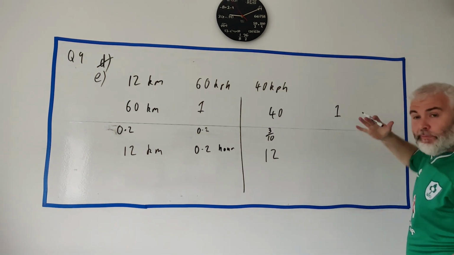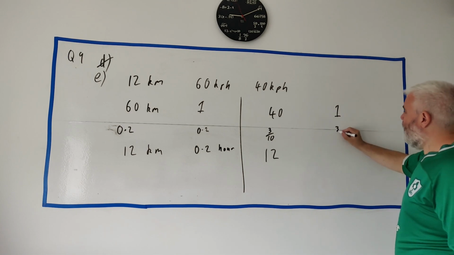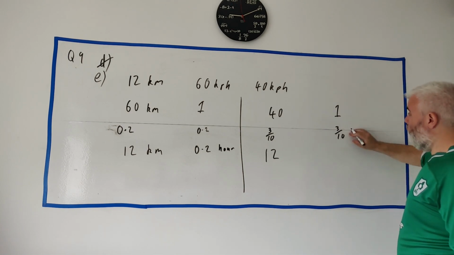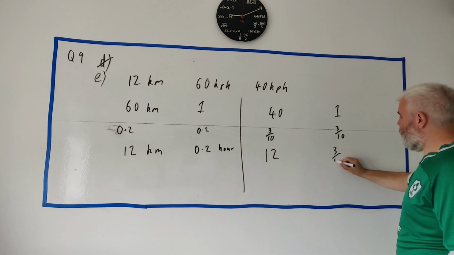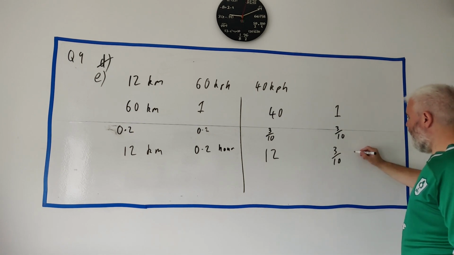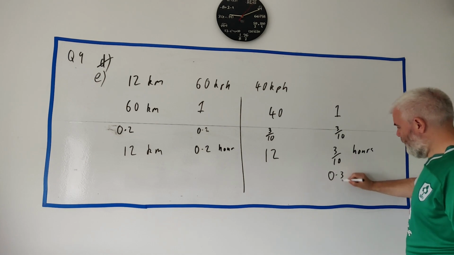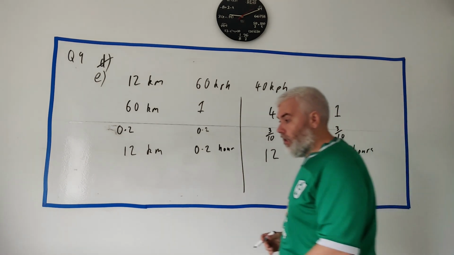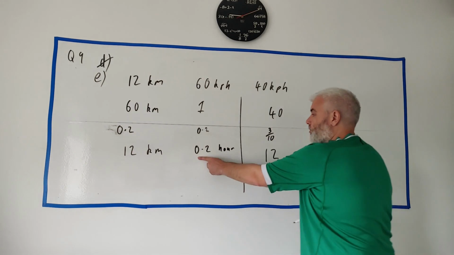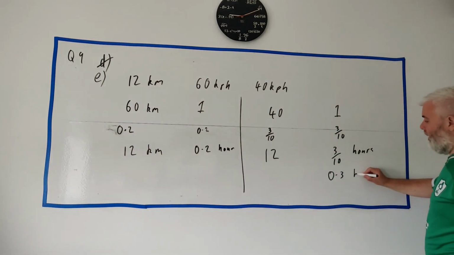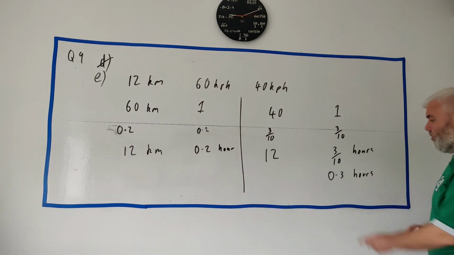So that's what has to multiply by 40 to get to 12. So we also must be fair and balanced and multiply it by the 1. Obviously 1 multiplied by anything is just the same thing. 3 over 10 hours. Instead of 3 over 10, we'd write 0.3. Okay, so that's how long it would take going 40 kilometers an hour, compared to going 60 kilometers an hour.